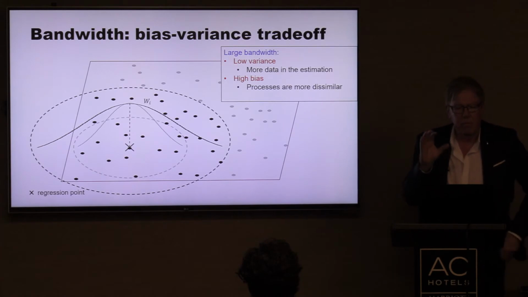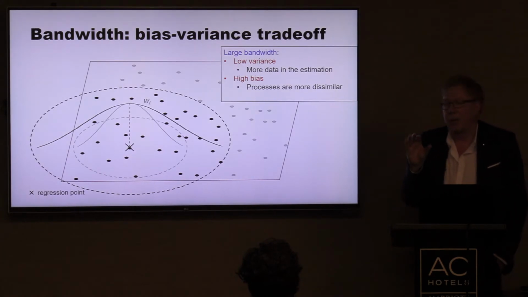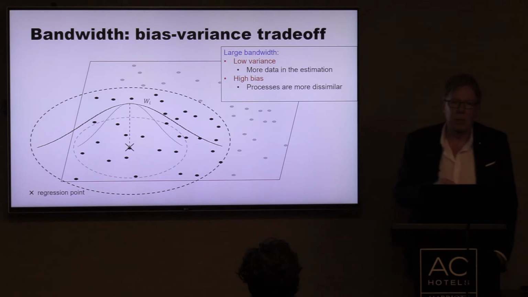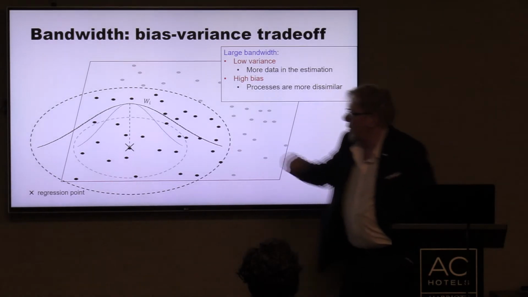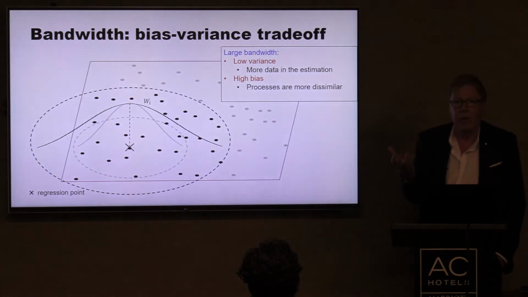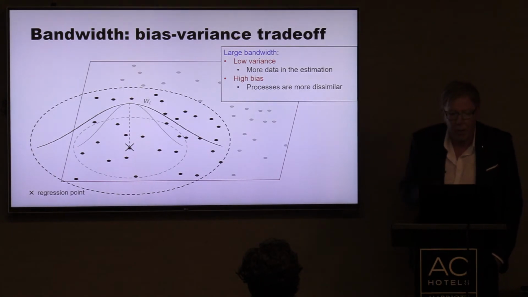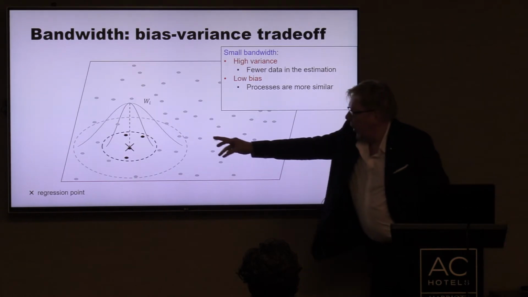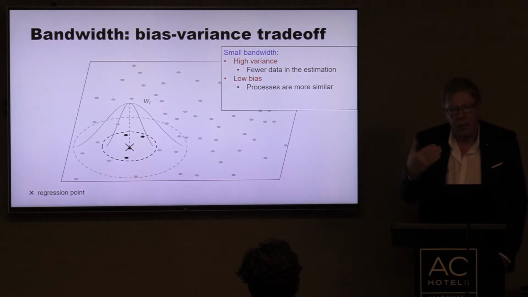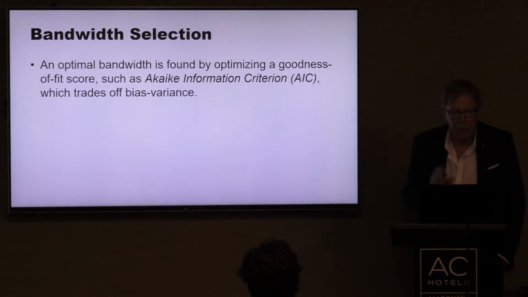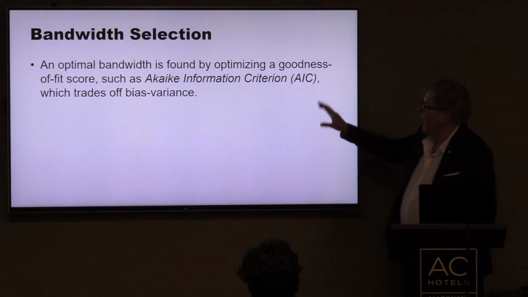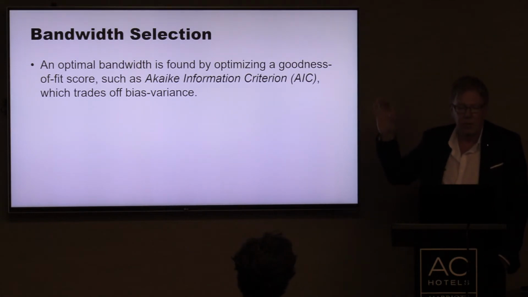So when we optimize the bandwidth in the calibration of the model, it is a trade-off between bias and variance. If we choose too large a bandwidth, we'll get low variance on our parameter estimates, but they'll have a higher bias. And if we choose a much smaller bandwidth than the optimal, then the parameter estimates will have a high variance, a high amount of uncertainty, but they'll have low bias. So bandwidth selection is a trade-off between bias and variance.